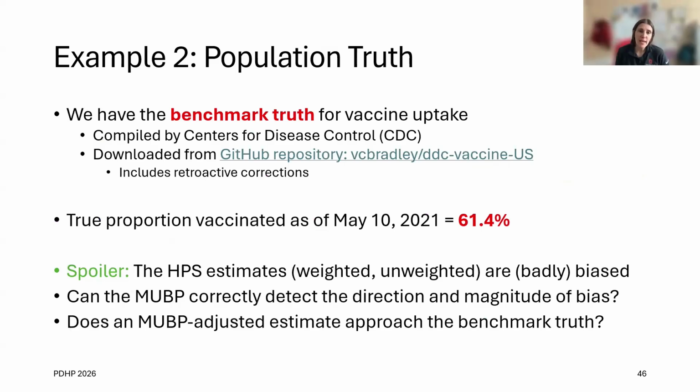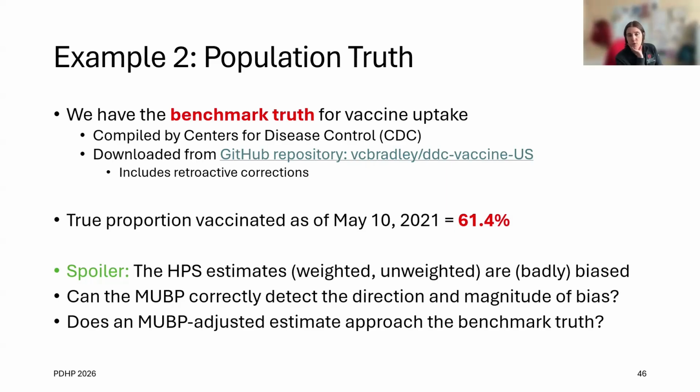One thing that's different about the PHQ-4 score, and that makes this a really exciting example, is we have a benchmark truth. We have this retrospectively available information from the CDC of the true proportion of US adults who were vaccinated in the United States. And this does include retroactive corrections that were done to this benchmark data. So we know from this CDC data source, the true proportion is 61.4%. That's great because we're going to be able to see whether the MUBP adjustments capture that, whether we're moving in the right direction and whether our method would have shown the direction and magnitude of the bias.